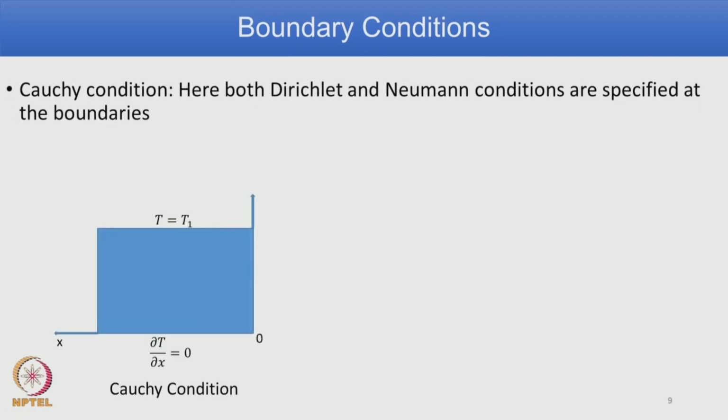Next is a Cauchy boundary condition. We have a mix of Dirichlet as well as Neumann type. So, for example, in this problem figure, along this boundary from 0 to x we specify a derivative condition ∂T/∂x equal to 0 on one side, and on the other side we specify a Dirichlet boundary condition, a specific value, that is T equal to T1.